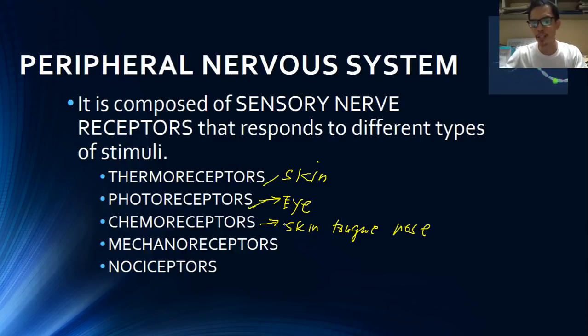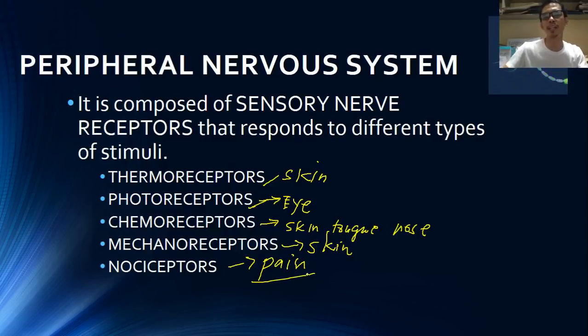Next one, the mechanoreceptors respond to pressure that is detected by these receptors. For example, these receptors are found mostly on the skin, right? And together with these receptors is what they call nociceptors. This is the kind of receptors that send signals to the brain, which enables us to perceive what they call pain.